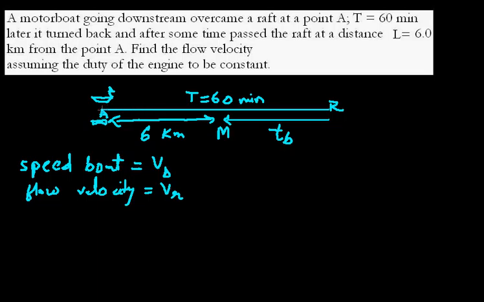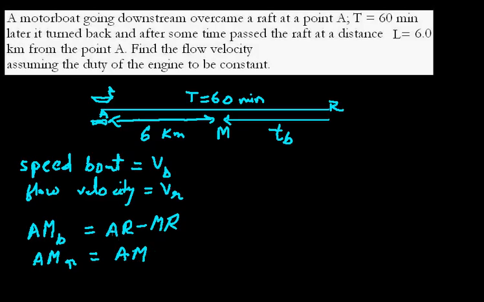One is we take the total distance from A to R, so distance AM with reference to the boat will be equal to total distance AR minus MR. And another way we can get the same distance AM is with reference to the raft velocity, which is nothing but the flow velocity. Okay, this is equal to the total distance traveled by the raft, which is equal to AM.